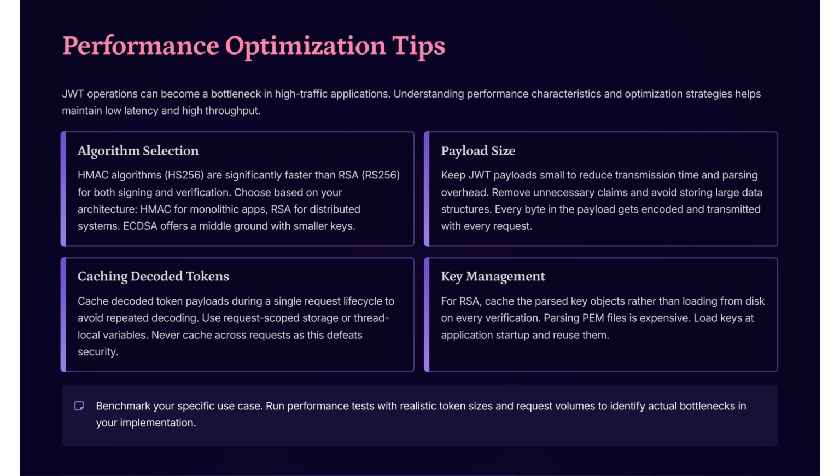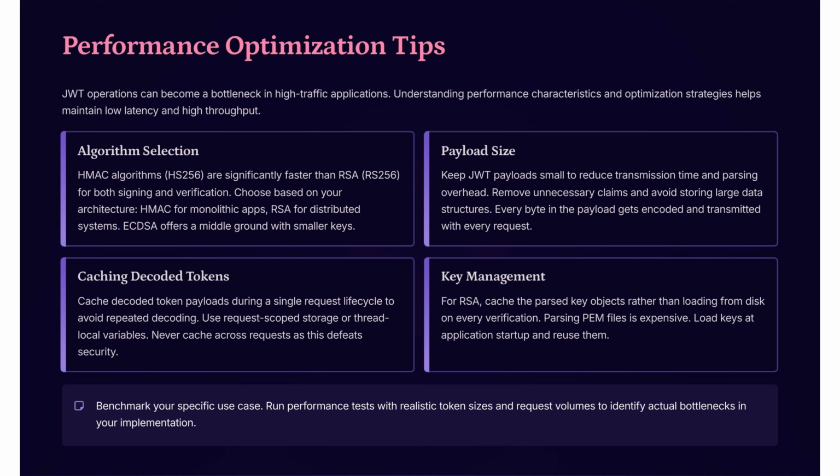Optimize JWT performance by selecting the right algorithm, HMAC HS-256 for speed in monolithic apps, RSA RS-256 for security in distributed systems. Minimize payload size to reduce latency. Cache decoded tokens within a request lifecycle, not across requests. For RSA, cache parsed key objects to avoid expensive disk operations.